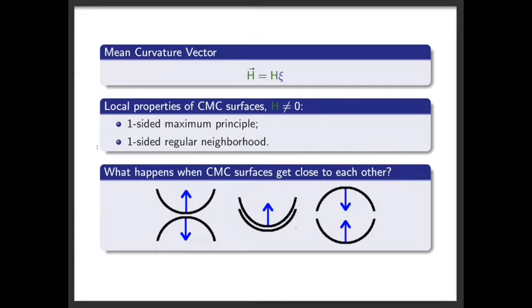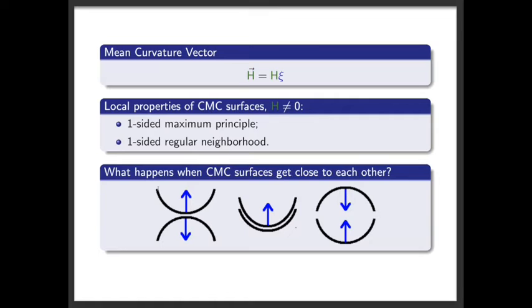Now, let's say you're dealing with CMC graphs with bounded gradient. These graphs are getting closer to each other, but they are disjoint. So what could happen? As it turns out, what could happen can easily be summarized by what happens in the case of spherical caps.